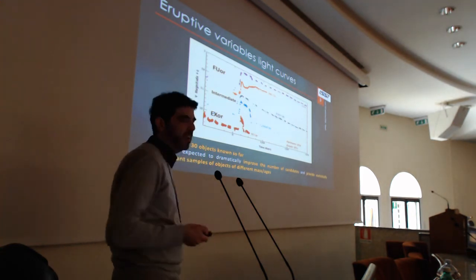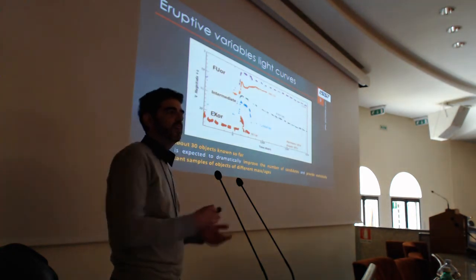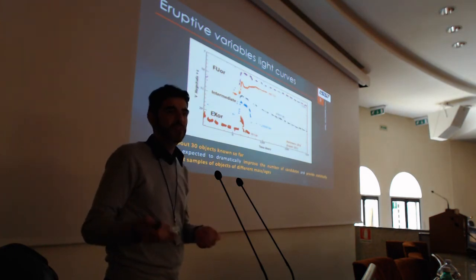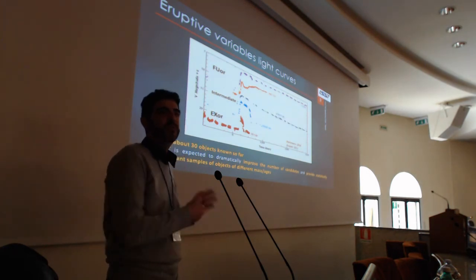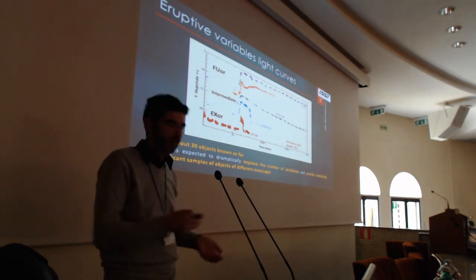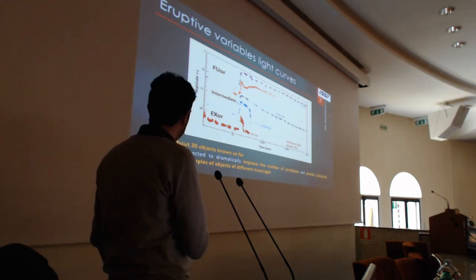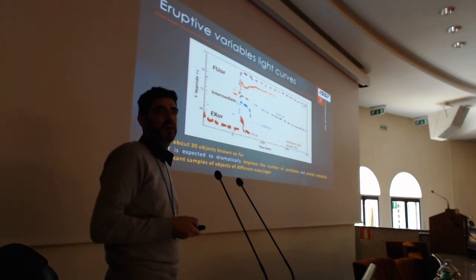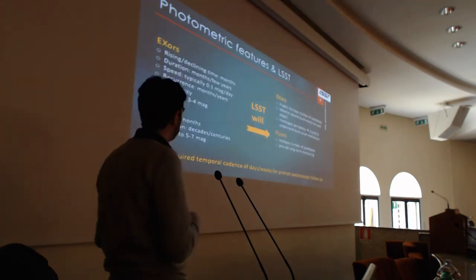And this explains why we don't have a statistical base to infer if these objects are common, if this phase is common to all young sources. It is clear that LSST will hugely improve these numbers.